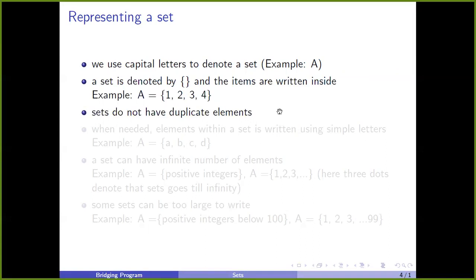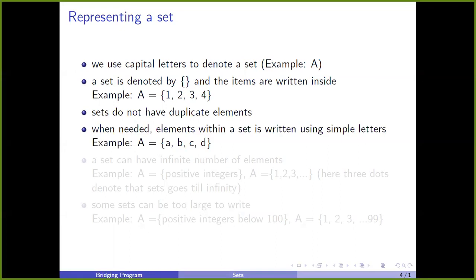Furthermore, in a set, you don't have duplicated elements. For instance, one can't appear more than once, or two can't appear more than once. Inside a set, there's only one instance of an element. You can't have an element appearing more than once. And when you want to show the elements within a set, if there is such a need, you usually use simple letters.